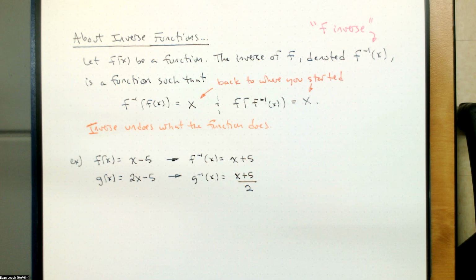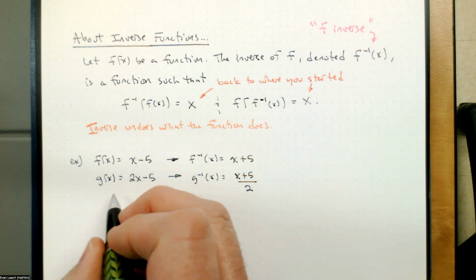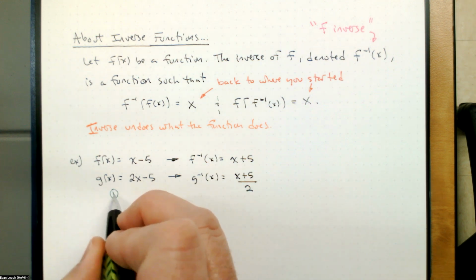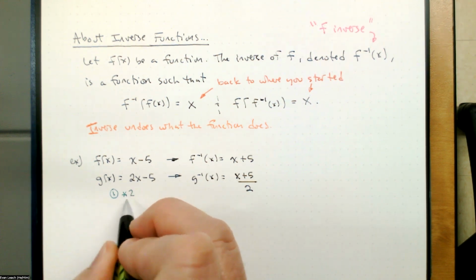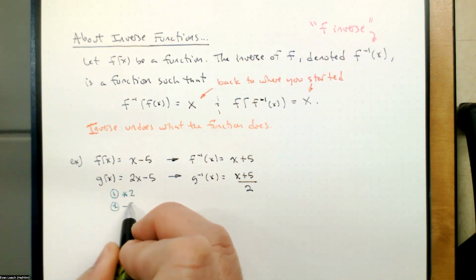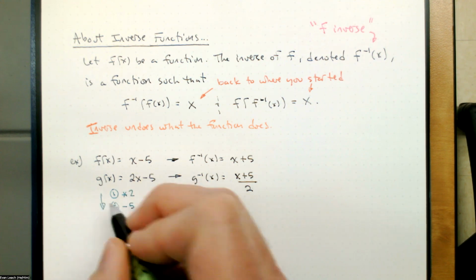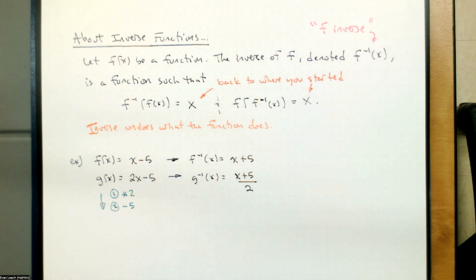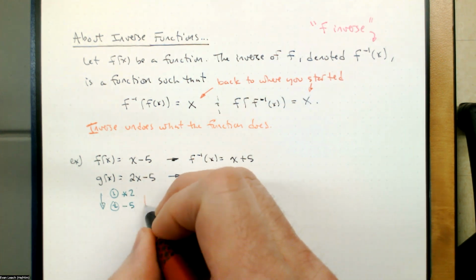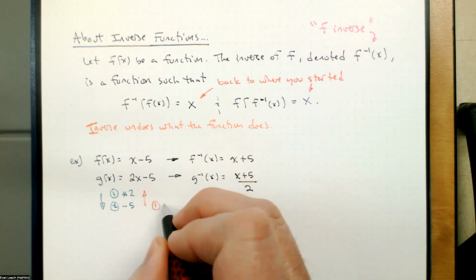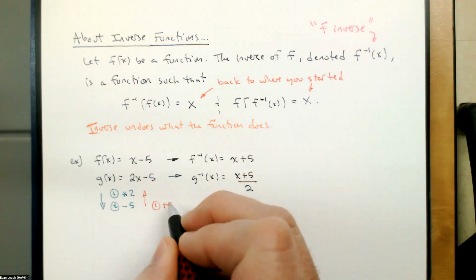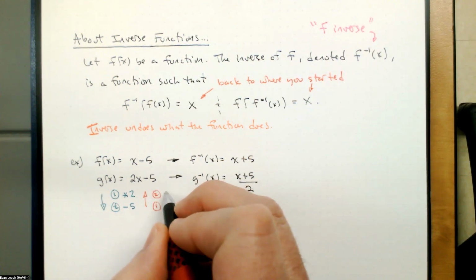We look at what g of x says to do. G of x says first multiply by 2, and second subtract 5. So if we want to undo that, we have to perform inverse operations in reverse order. We have to go back to where we started. So first we'll add 5, x plus 5, and second we'll divide by 2.